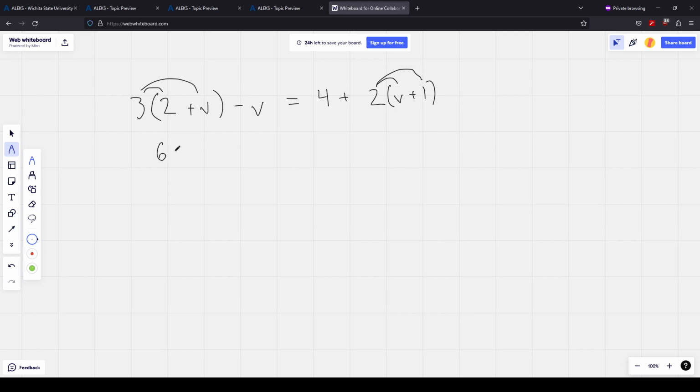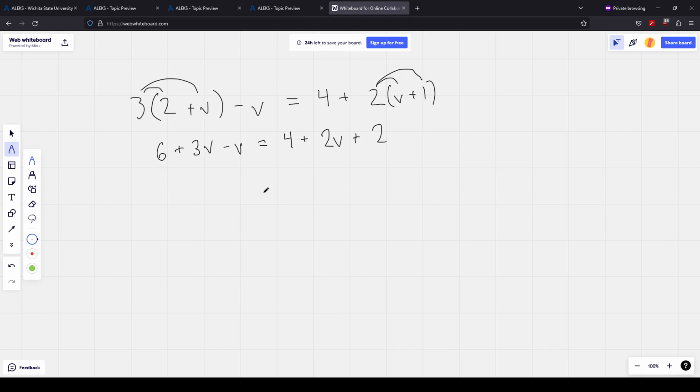3 times 2 will give me 6, and then 3 times v will give me 3v. Don't forget the minus v that was already on the left-hand side. On the right, we have 4 plus, and then 2 times v will give me 2v. 2 times 1 will give me 2.